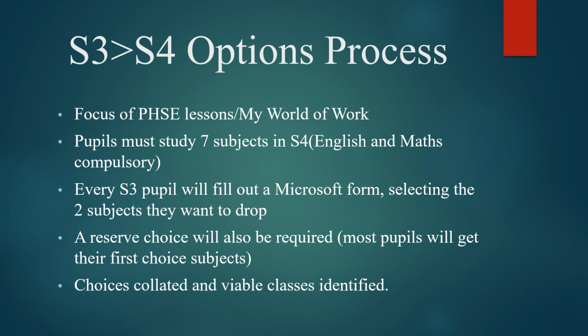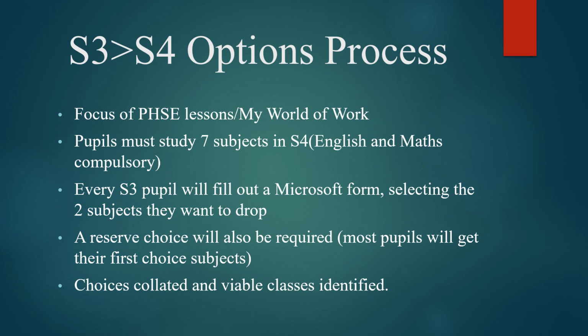So the key thing to know is that in S4, pupils must study 7 subjects. English and Maths are compulsory. So effectively, what every pupil must do in the current S3 is choose which other 5 subjects they want to take on out of the existing subjects that they are already doing. So effectively, what that means is that they have to work out which subjects they would like to drop.